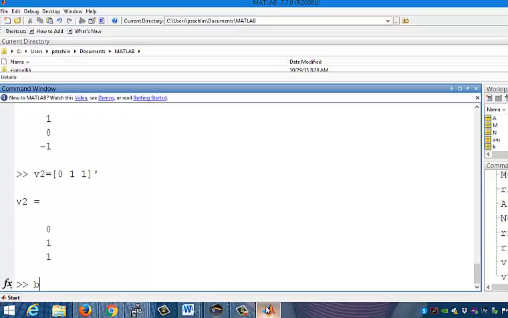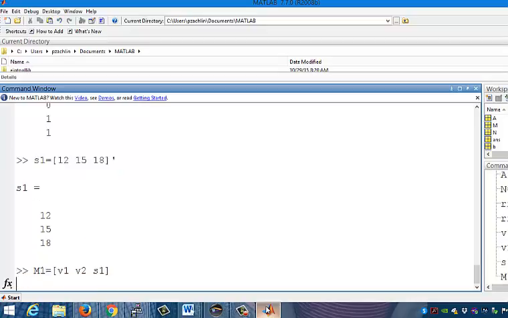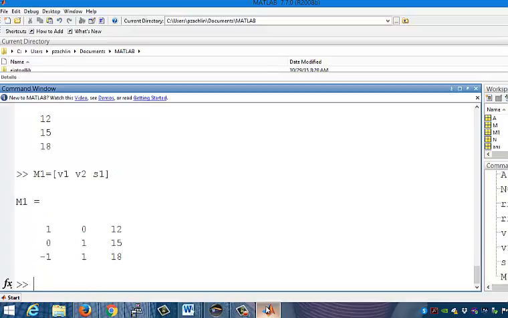So I could say S1 for solution number 1 is, I remember we went with 12, 15, 18. And so now I can make up a matrix M1, which is V1, V2, S1. Right? And I'm going to ask, does this have any solutions? Let's find out.